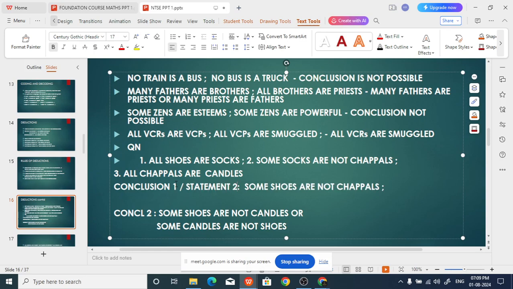Some shoes are not chappals, that is particular negative. So the answer has to be particular negative and chappal should not come. So what should be the answer? The answer has to be particular negative. Particular negative means some has to come, not has to come. Chappal should not come. What is the answer?